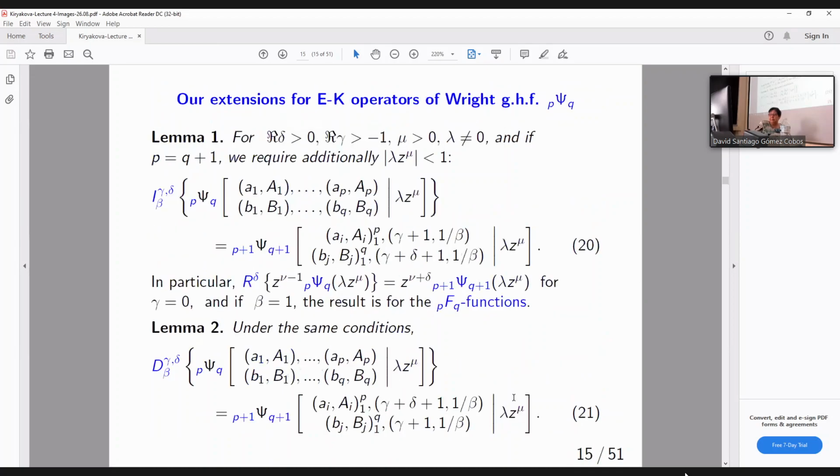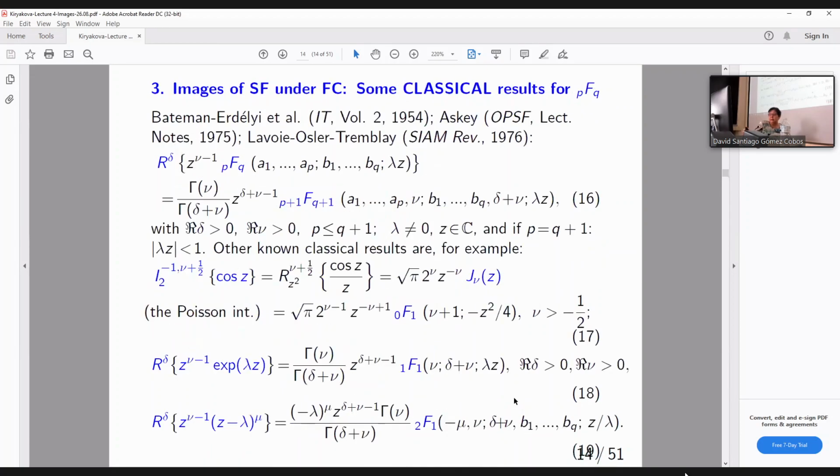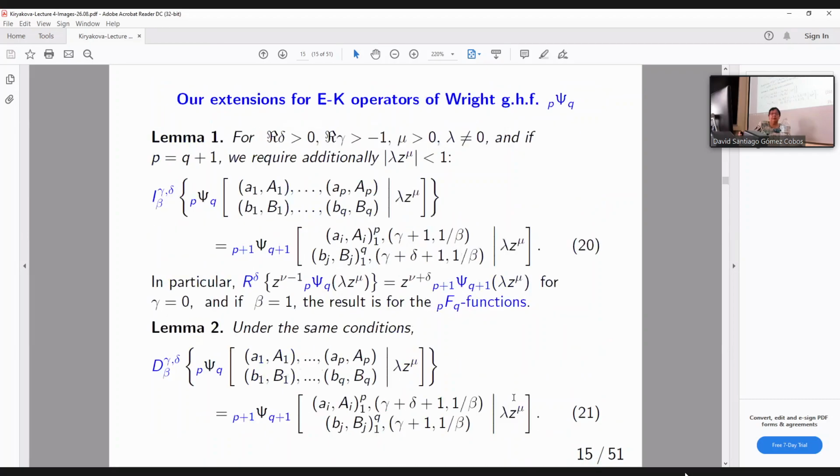For example, the Poisson integral, written in this way: the Erdős-Kober operator of the cosine function is a Bessel function. The Riemann-Liouville operator of an exponential function gives the 1F1 function. Of the beta distribution gives the Gauss function 2F1, and so on and so on. So these are classical results.